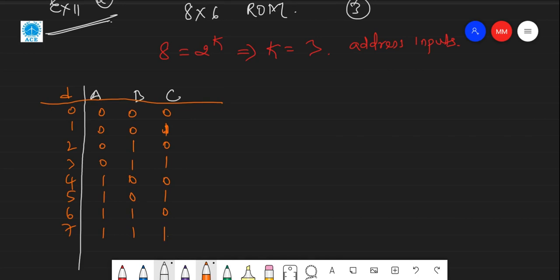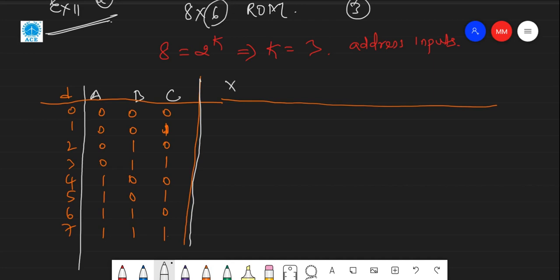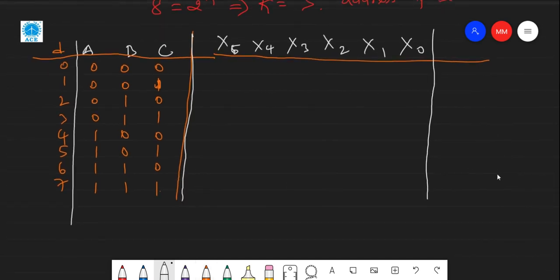Now what are the outputs we have? This is inputs up to now. Outputs will be 8 into 6, I said, right? 6 outputs. So generally it is called x5, x4, x3, x2, x1, x0. 6 outputs in this case. What I require in this case, the question is asking for the logic as square. So I will write the decimal value as a square.